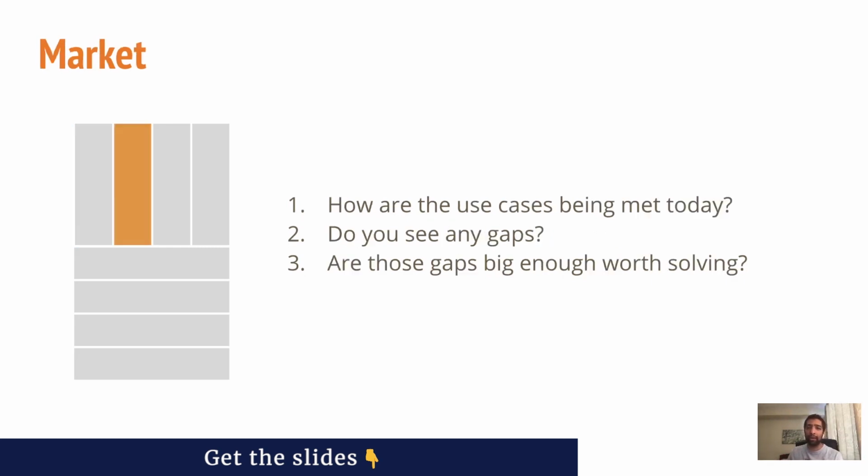The second box is about the market. So you need to understand how are these use cases being met today, right? So what happens today? I, as a user, go onto an e-commerce website and purchase something, right? And then I wait for 2 to 12 days or even more, and I'm waiting for that shipment to arrive, right? And one day the shipment arrives and I find the box on my doorstep. That is how the use case is being met today. Do we see any gaps there?